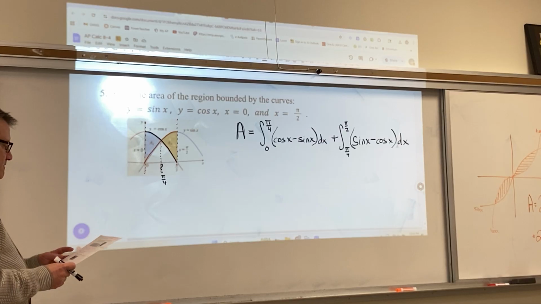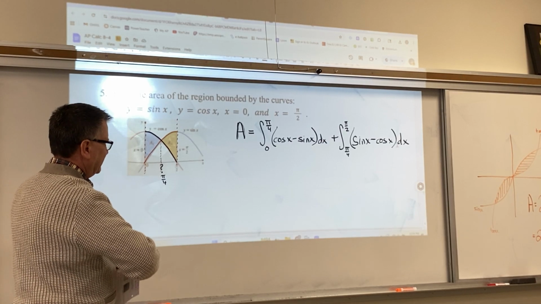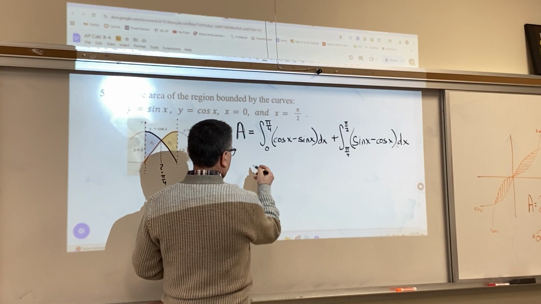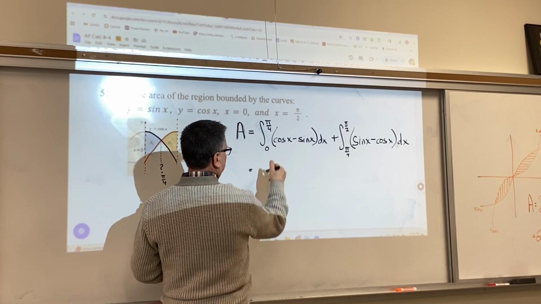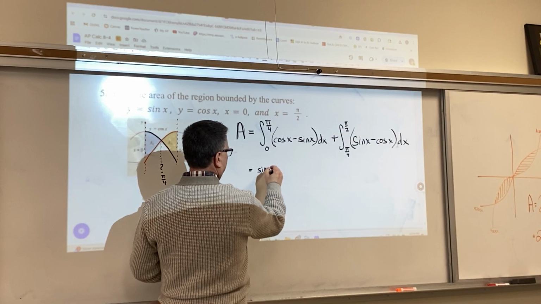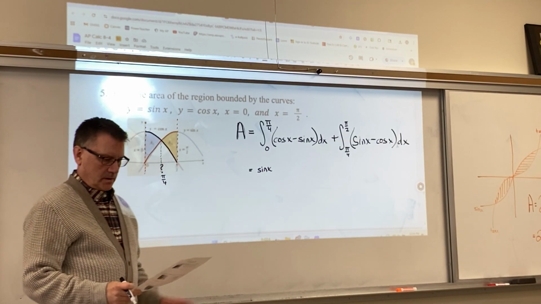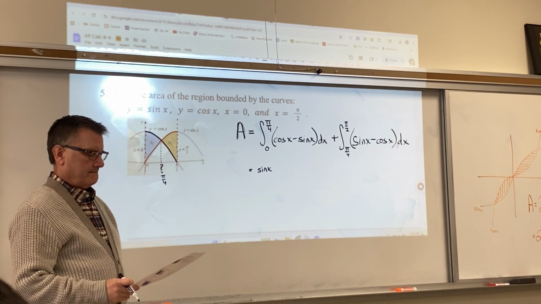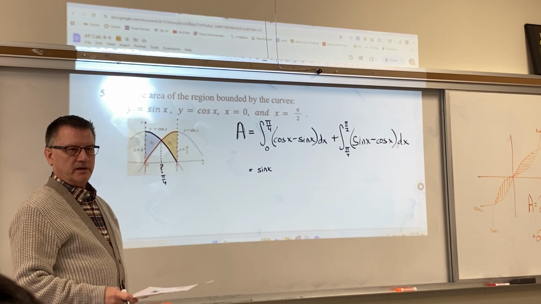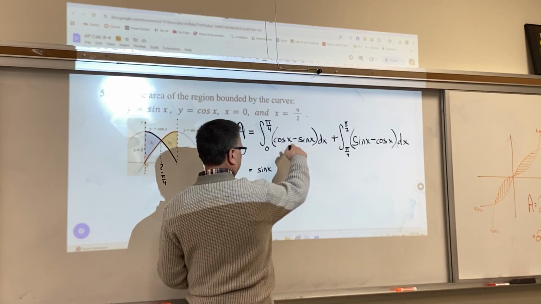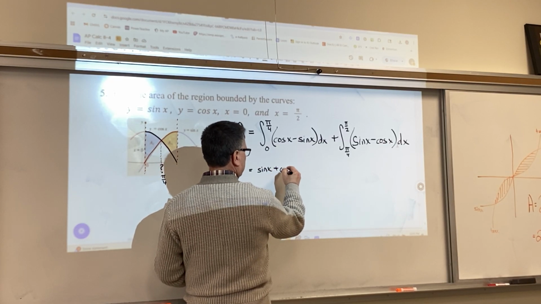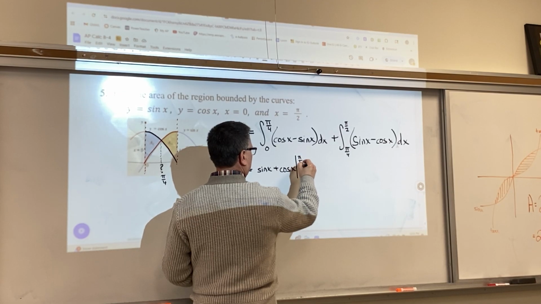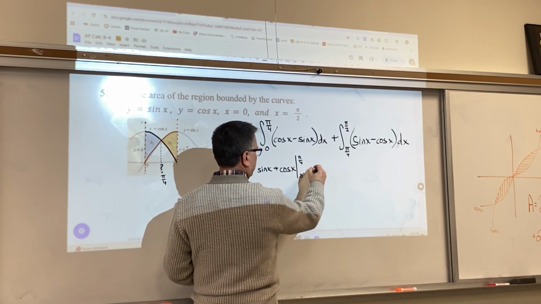So that should give me, so this first piece, if I take the integral, that's going to be sine x. And the integral of sine x should be negative cosine, so I got sine x plus cosine x. And I can take that from 0 to pi over 4. That's just a matter of plugging in a minute.